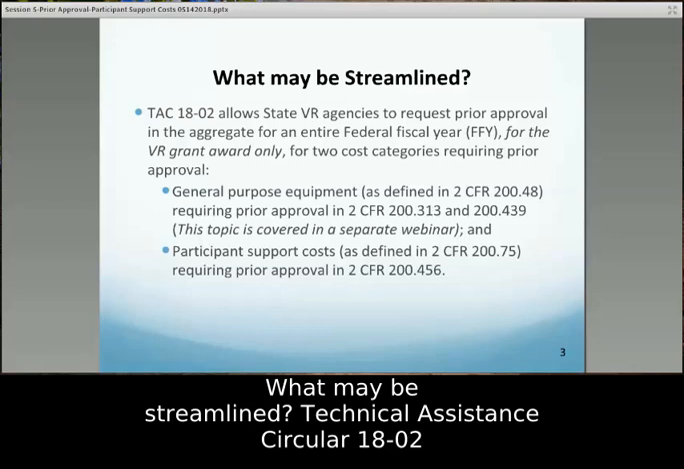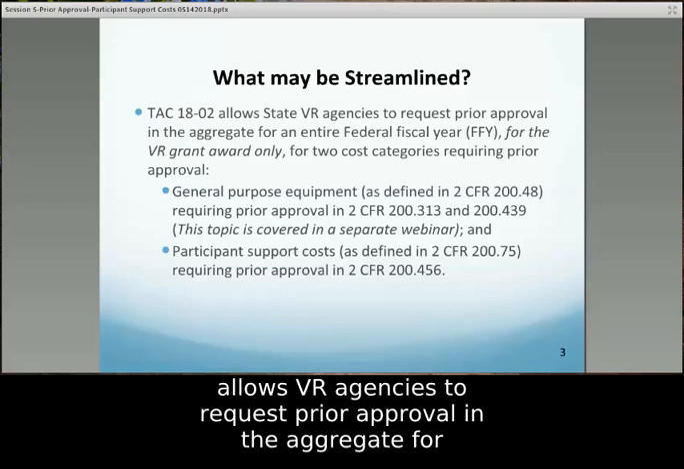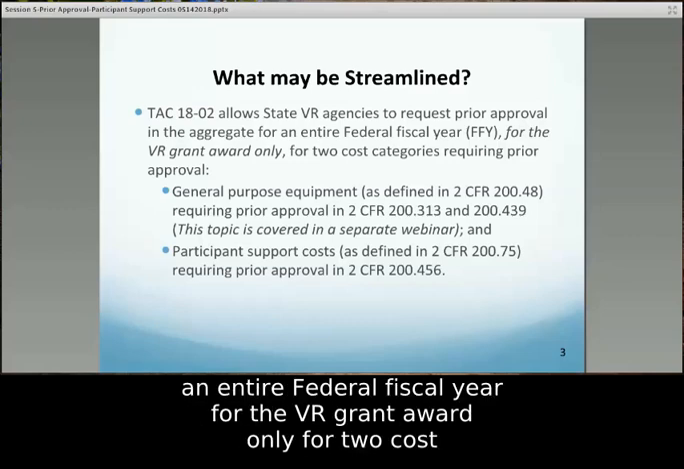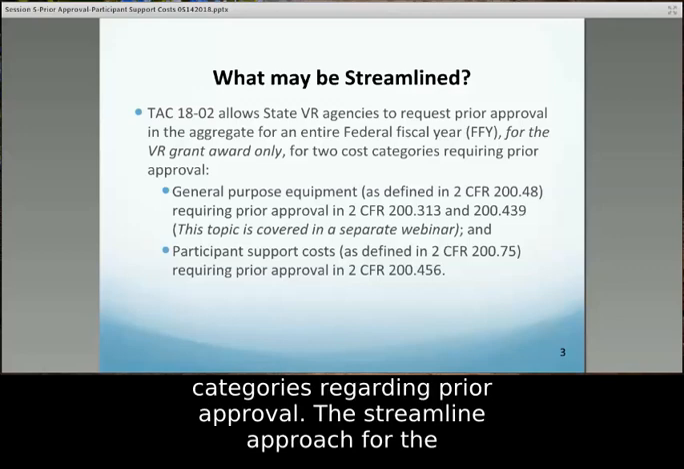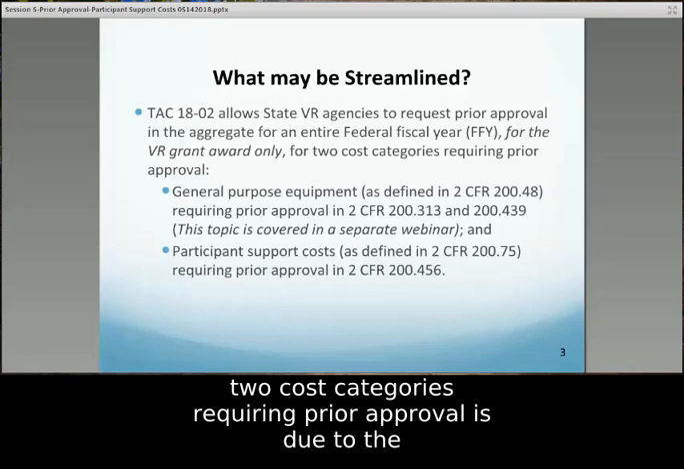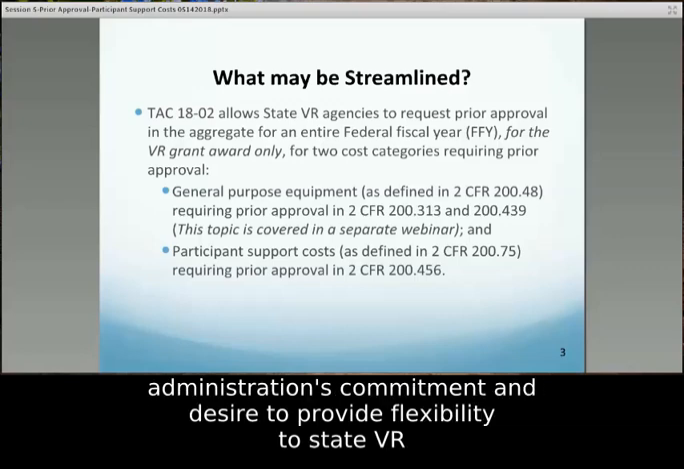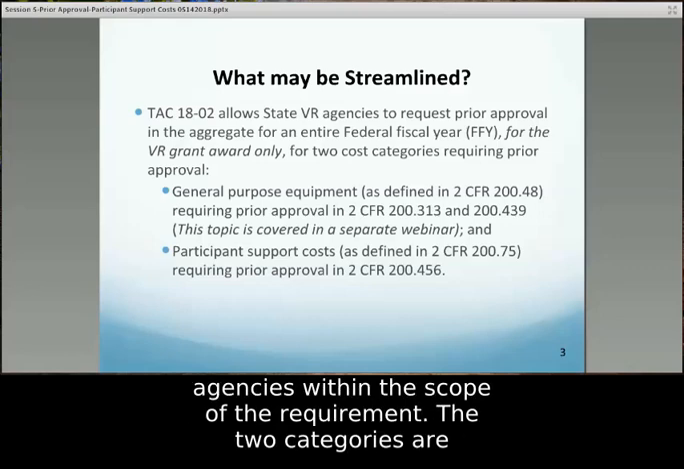What may be streamlined? Technical Assistance Circular 1802 allows VR agencies to request prior approval in the aggregate for an entire federal fiscal year for the VR grant award only for 2 cost categories regarding prior approval. The streamlined approach for the 2 cost categories requiring prior approval is due to the administration's commitment and desire to provide flexibility to state VR agencies within the scope of the requirement.